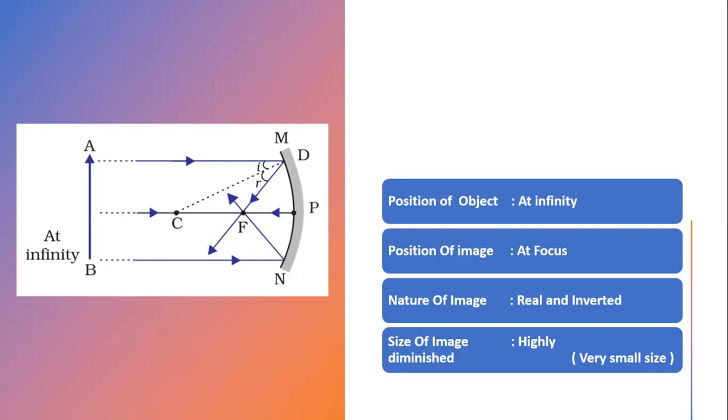This is the first case. In the first case, position of object is at infinity. Means we have to place the object at infinite distance from the concave mirror. Here we are considering the two incident rays which are parallel to principal axis. According to condition, if the light ray is incident parallel to principal axis, then it will be reflected back through focus. That's why both the reflected rays are passing through focus and meeting at the point focus.